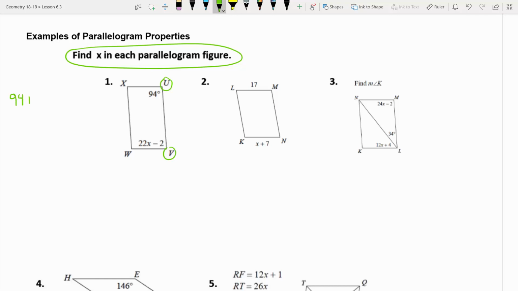So 94 plus 22x minus 2 is equal to 180 degrees. I'm going to set each of these up and then let you go ahead and solve them, and you can come back in and find out all the answers.